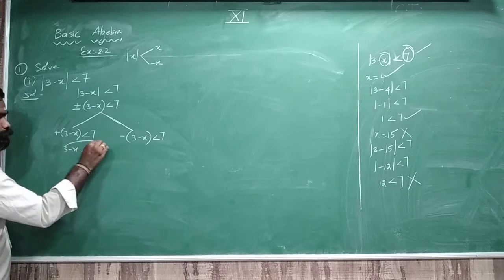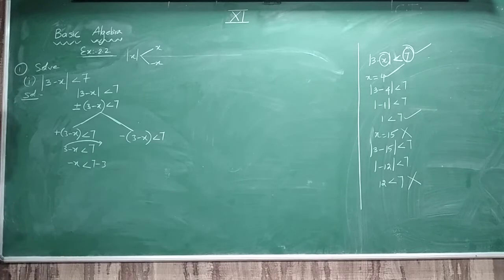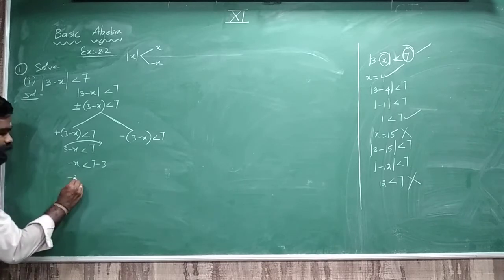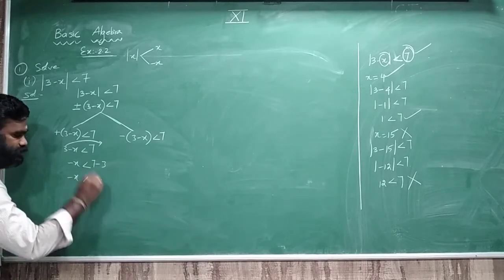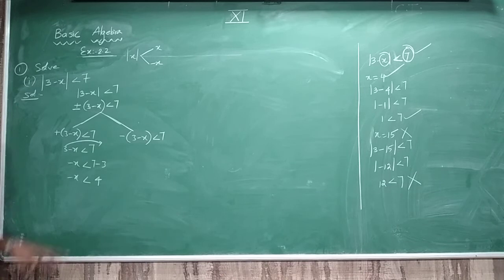This plus 3 moves this side and becomes minus 3. Minus 6 less than 7 minus 3, which is 4. Always the coefficient of x should be 1. But here it is minus. So in order to avoid the minus, I need to multiply by minus on both sides.